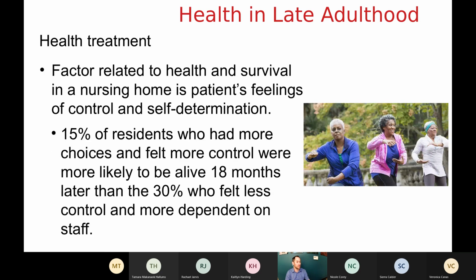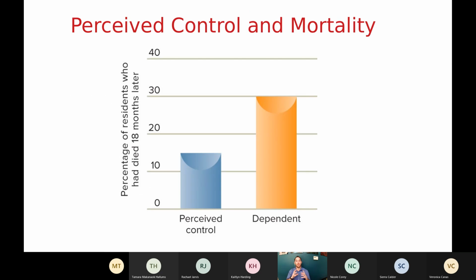So in a nursing home setting, the 15% of residents who felt they had more choices and felt more control over their lives and their day-to-day tasks, whether they wanted to do activity A or B or C or whatever it is, were more likely to be alive 18 months later in this longitudinal study, versus the 30% who felt that they had less control or were more dependent on staff, who were more likely to be dead. So if a person feels that they are more dependent, they have a much higher likelihood of dying sooner than someone who feels like they are more independent.